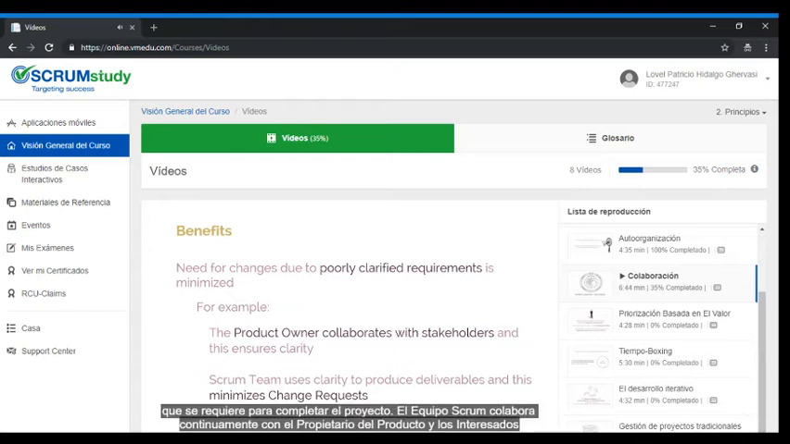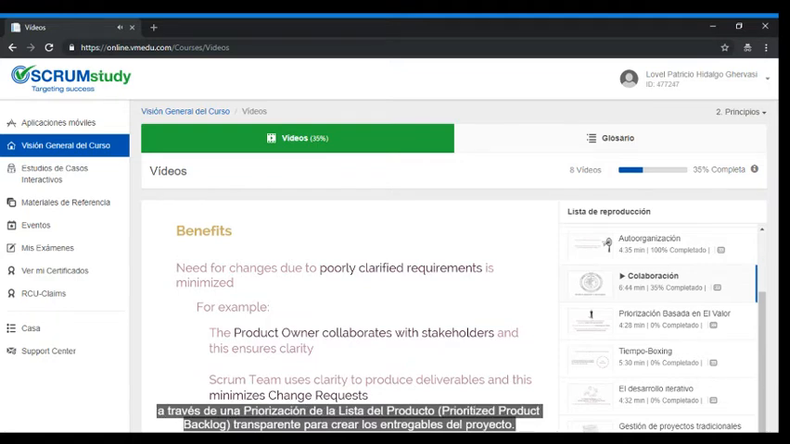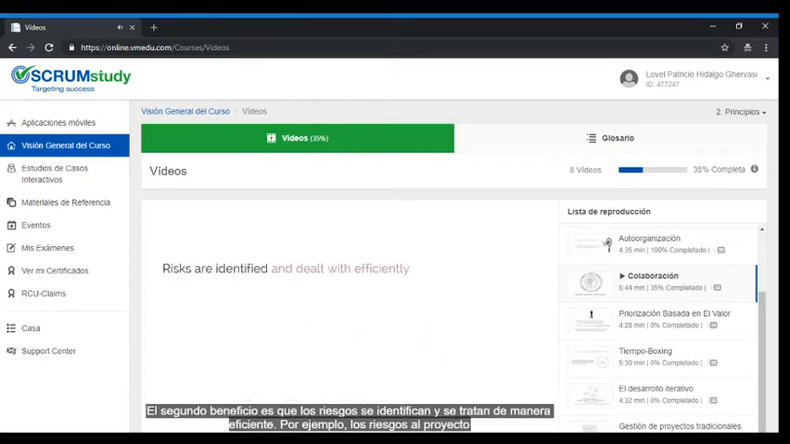The Scrum team collaborates continuously with the product owner and stakeholders through a transparent, prioritized product backlog to create the project deliverables. The processes conduct daily stand-up, groom prioritized product backlog, and retrospect sprint provide scope to the Scrum core team members to discuss what's been done and collaborate on what needs to be done. Thus, the number of change requests from the customer and rework is minimized.